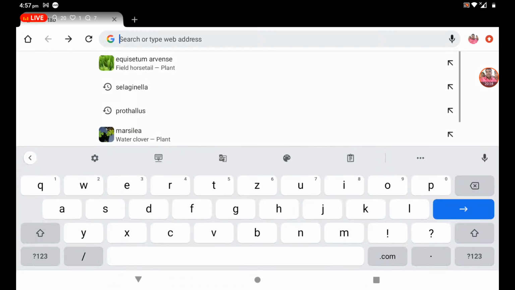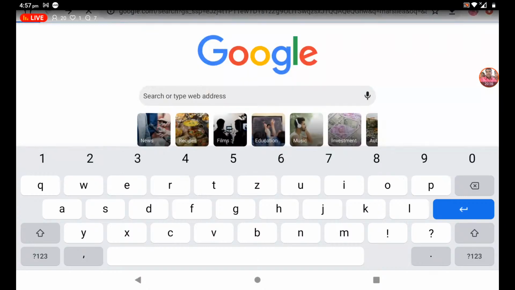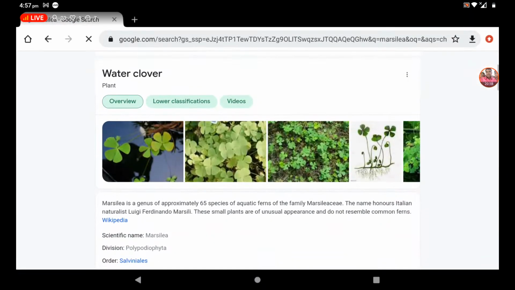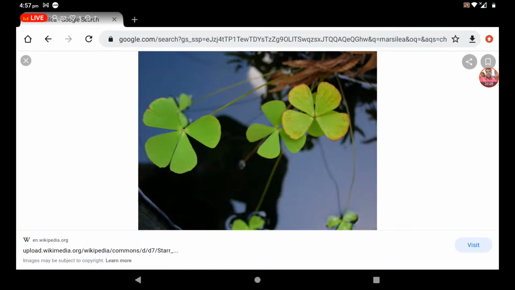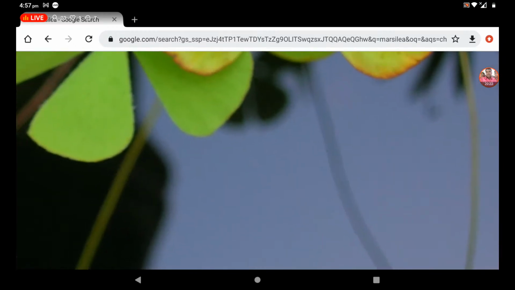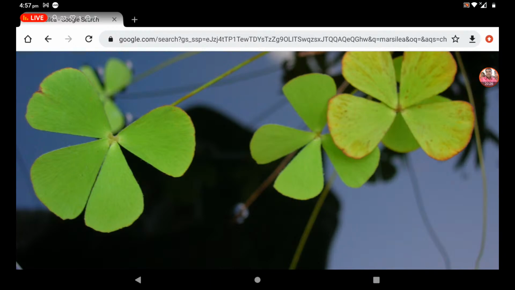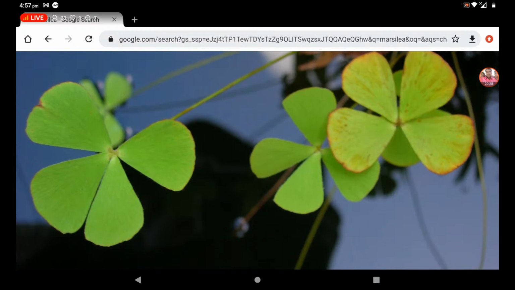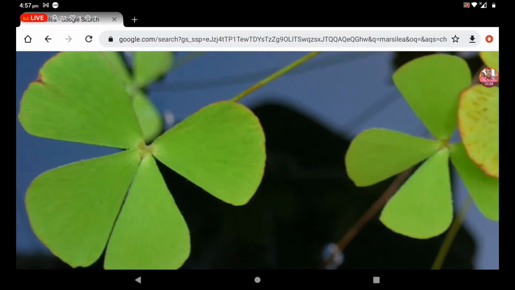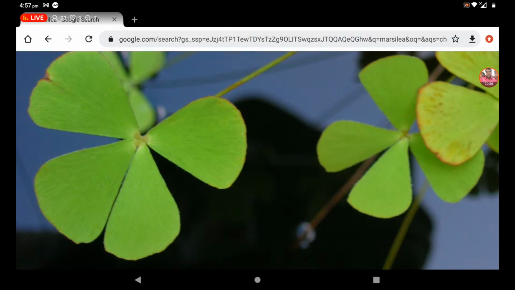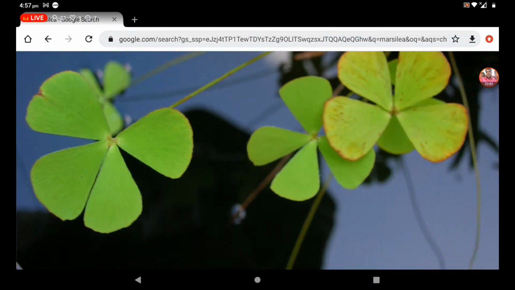Fine. Let me take another example. Marsilia. It is a trifoliate compound leaf, one best example. We have seen monofoliate, bifoliate, trifoliate, and quadrifoliate. Quadrifoliate means 4 leaflets are available here. So Marsilia is the best example for a quadrifoliate leaf.